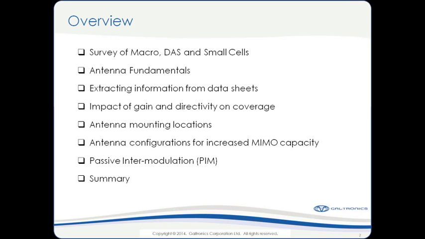Following that, I want to discuss a little bit the importance of gain and directivity on the coverage in your projects, and then discuss mounting options that are available to you when you're designing these projects and installing antennas in different kinds of venues. Finally, the selection of antennas and how they may impact your ability to capitalize on the maximum MIMO capacity possible. I'll finish up the presentation with a few comments on passive intermodulation and then conclude with a summary. So let's get started.